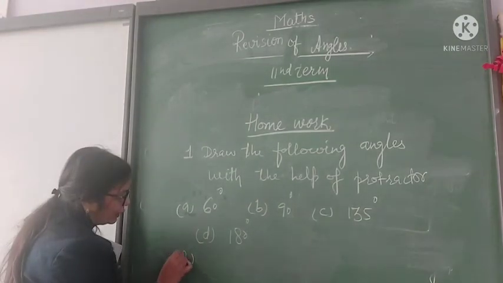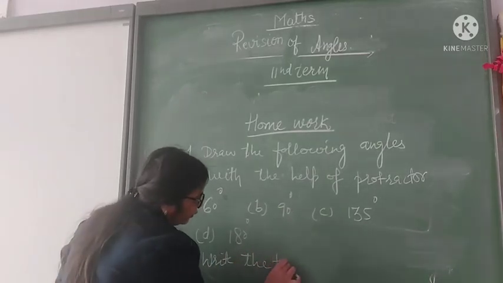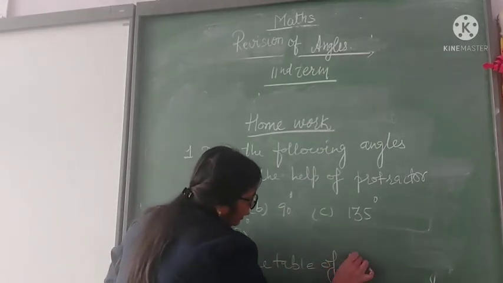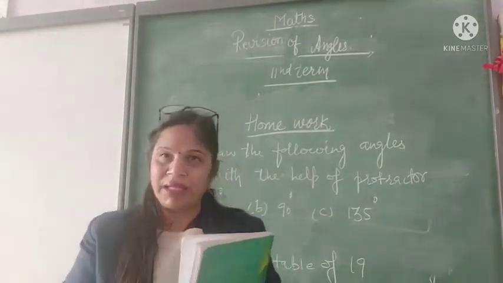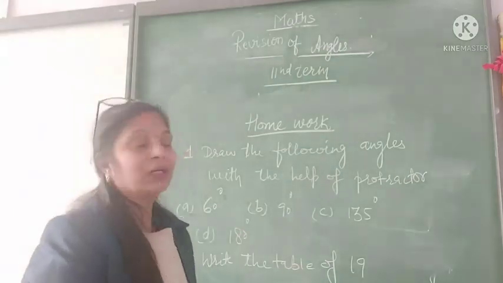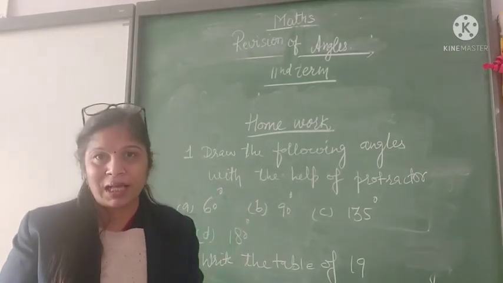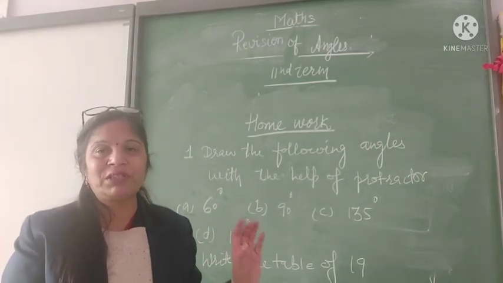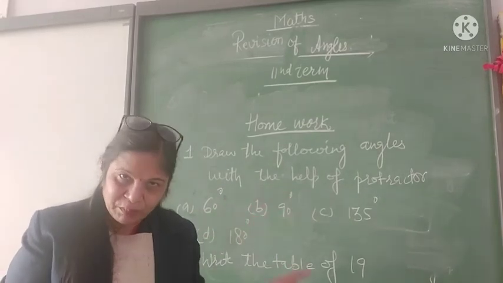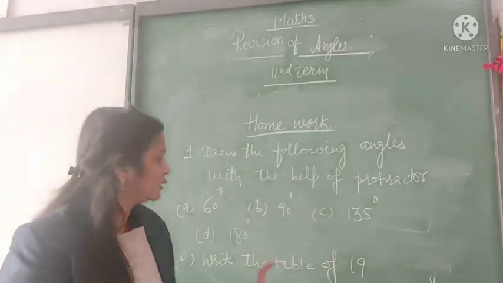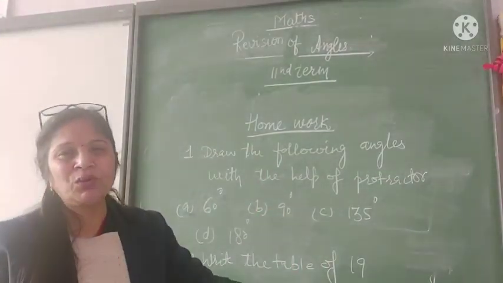The other is to write the table of 90. Children, today I would like to tell you something. There will be maths oral also. So you have to learn the tables 2 to 20, and formulas also. That's why today we did the revision of formulas. We give the formulas, and the tables also, 2 to 20.